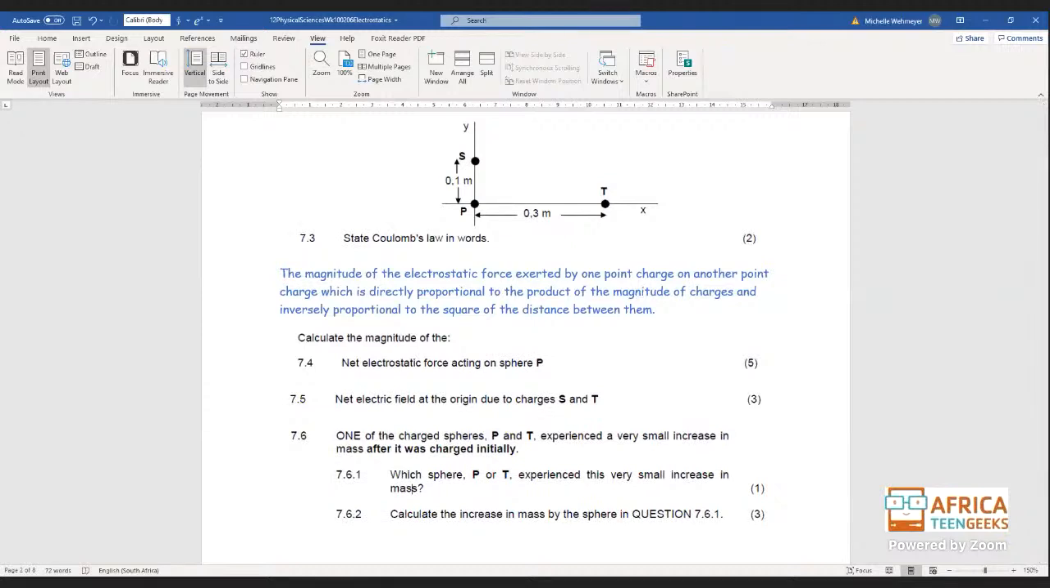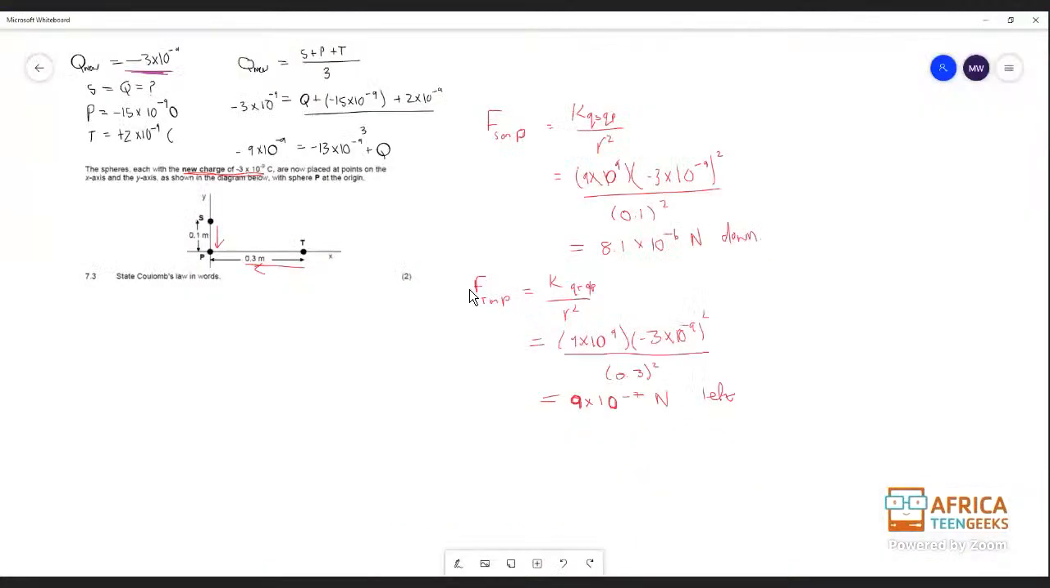So I had worked out my, let me just find my whiteboard. Here we go. I had worked out the force of S on P, which was this one over here. And I found my answer to be 8.1 × 10 to the -6 newtons. And it was coming downwards. And then I had found the effect of T on P, which was 9 × 10 to the -7 newtons. And so we got up to that point, but now we need to work out the net force.